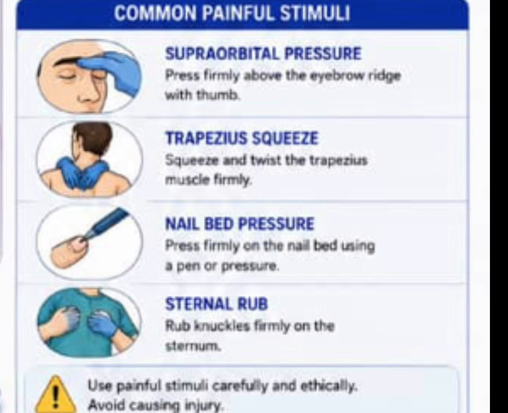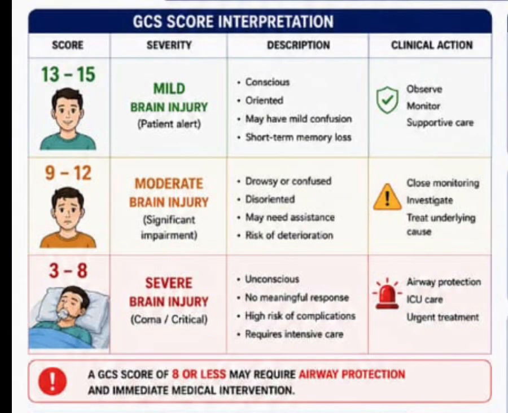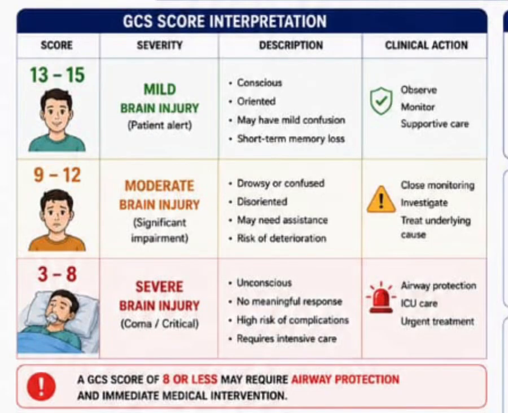Okay, so to summarize all my interpretation, and we'll also do an example too, you should know that 13 to 15 shows you that the patient has a mild brain injury. Are you getting it now? Mild brain injury, the patient is fine, alert and oriented. For you to get that 13 to 15, the patient will be conscious, that is number one. The patient will be oriented. The patient will have mild confusion, and the patient will have short-term memory loss. So for this mild brain injury, the clinical action is to observe, monitor, and give what we call supportive care.